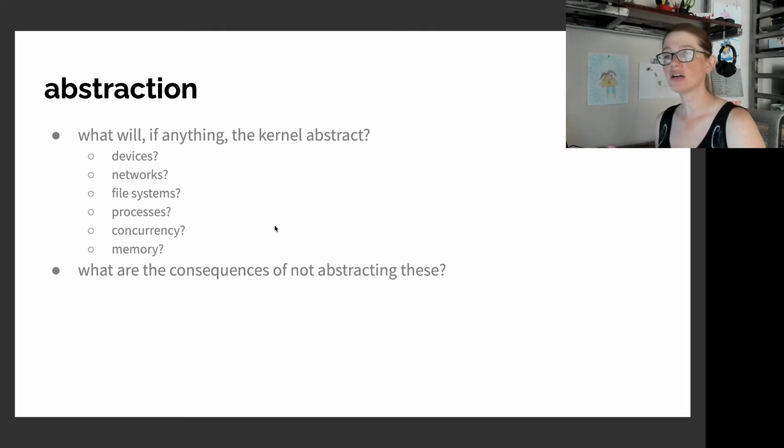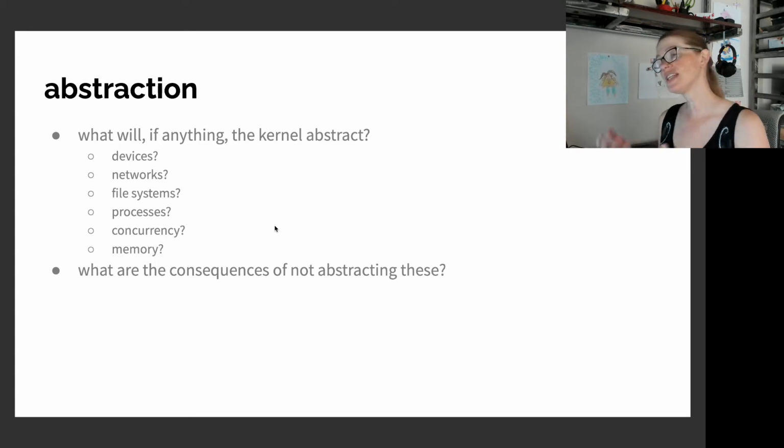So you have to consider, are you going to abstract anything? And if you're going to abstract things, what are you going to abstract? Are you going to abstract devices? Are you abstracting networks into sockets? Are you going to abstract how data is stored on a disk into a file system? Or are you going to let the users just directly write bits to the disk themselves? Are you going to abstract the execution of programs into processes? Which of those design abstractions are you actually going to do? And what are the consequences if you don't do this?